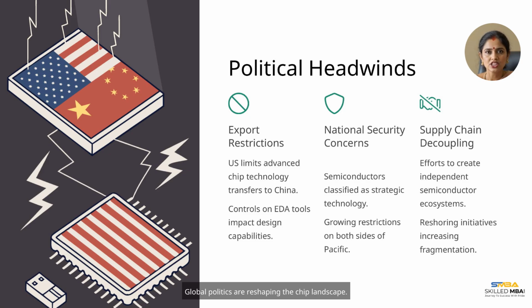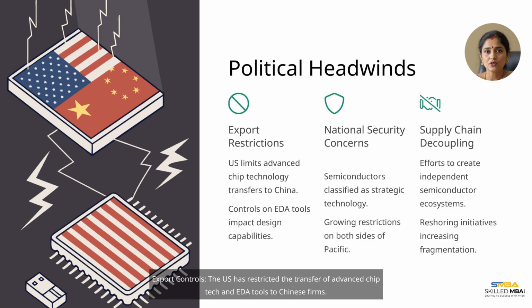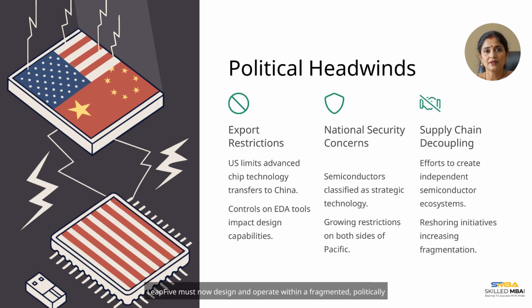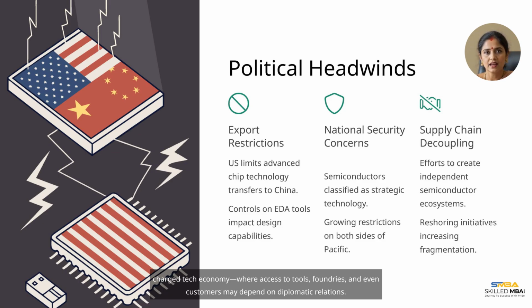Global politics are reshaping the chip landscape. Export controls. The US has restricted the transfer of advanced chip tech and EDA tools to Chinese firms. National security concerns. Chips are now seen as critical assets, leading to more regulations. Supply chain decoupling. Countries are reshoring production or seeking friend-shoring alternatives. LeapFive must now design and operate within a fragmented, politically charged tech economy, where access to tools, foundries, and even customers may depend on diplomatic relations.